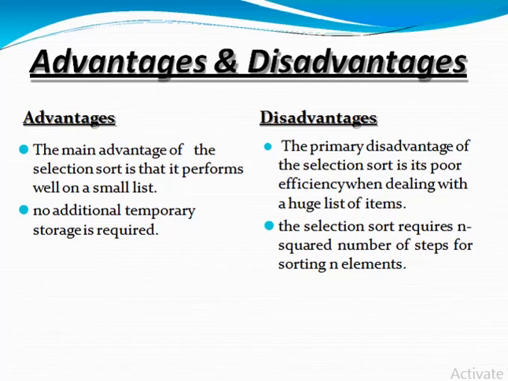And efficiency is poor when dealing with a huge list of elements, as I already said, since selection sort requires n squared steps for sorting n elements. As we know, the time complexity in the average case, the worst case, as well as the best case is order of n square. So these are the two advantages and two disadvantages of selection sort.